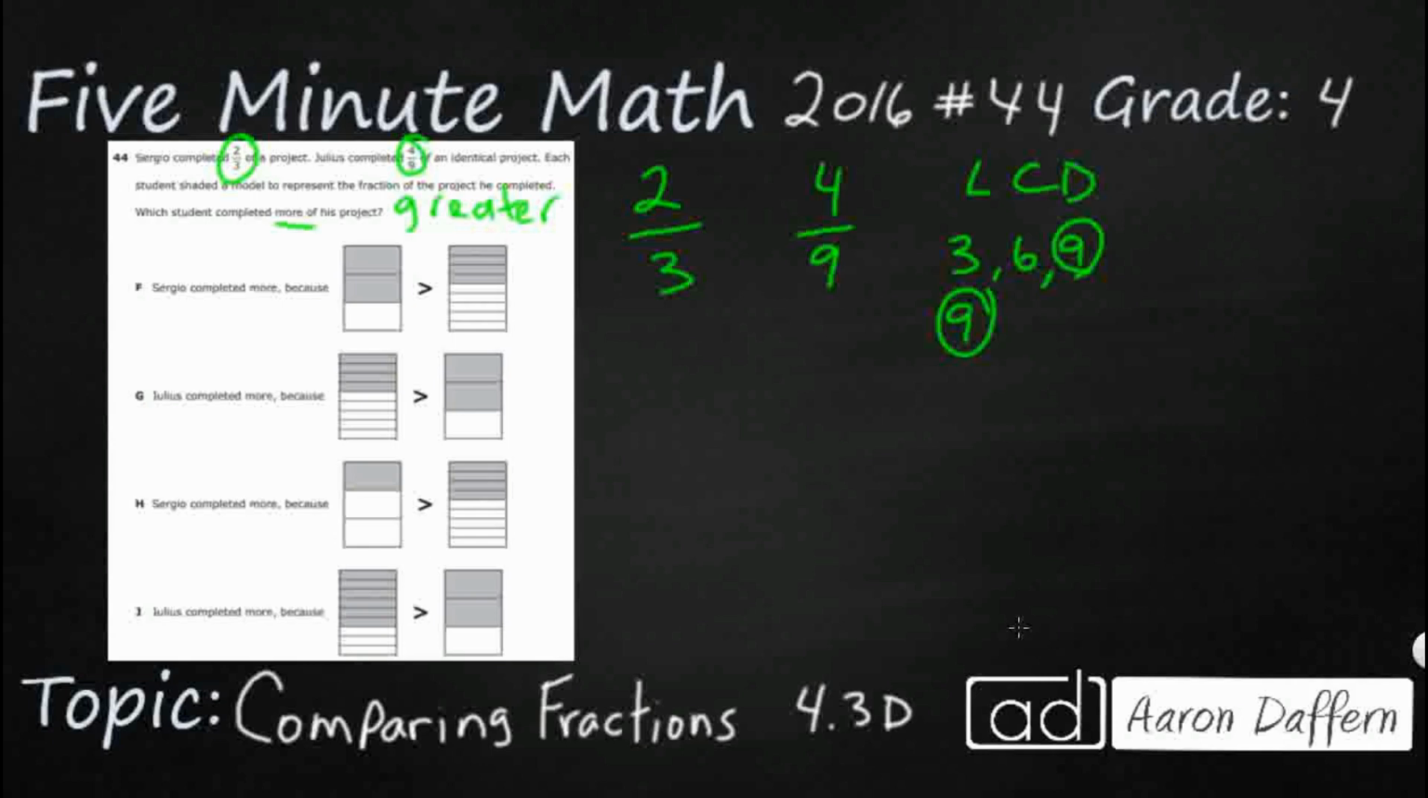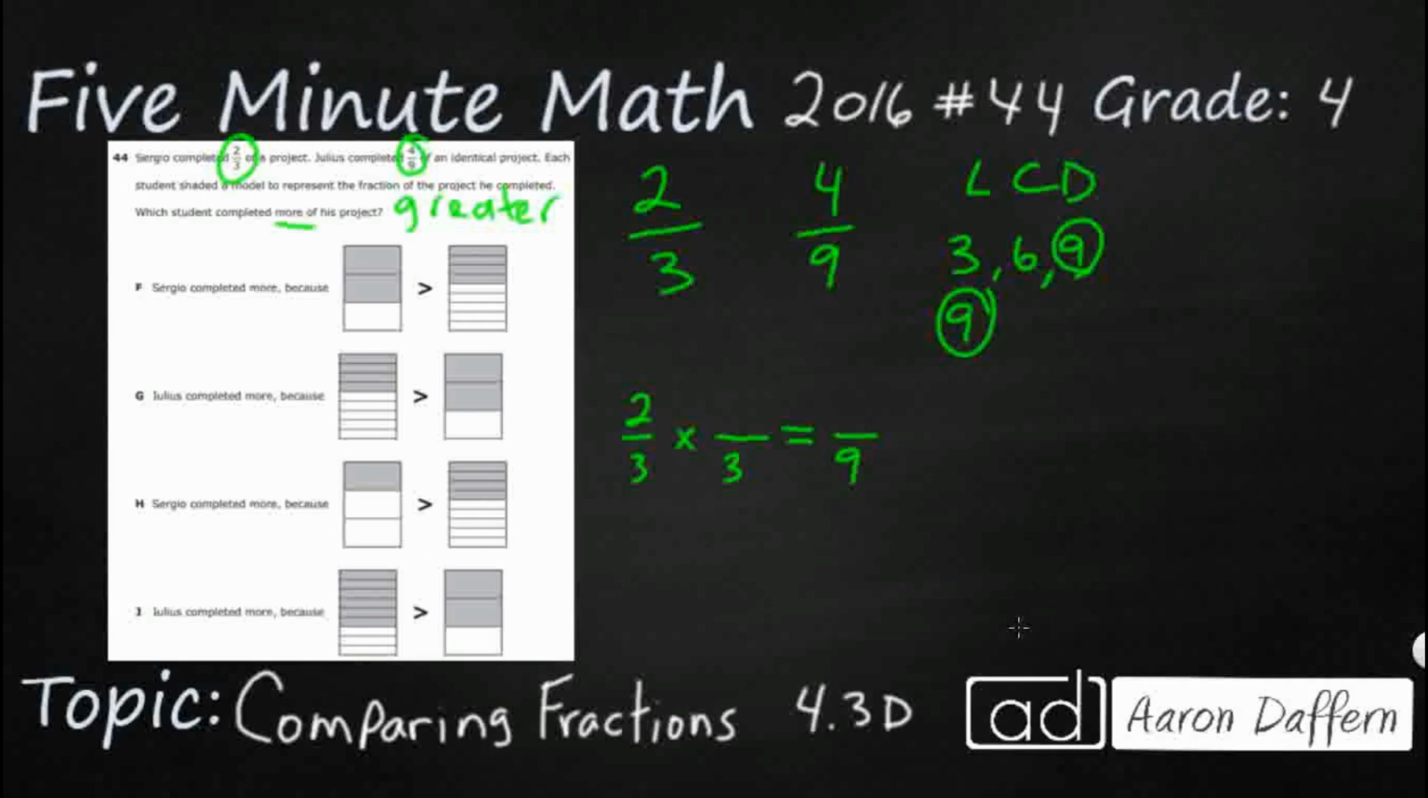So really what I'm going to do is I am going to keep my 2/3 up front, but I'm going to change it. I'm going to multiply it by something, and I want to get it into 9ths. Because if I get it into 9ths, I can compare it with 4/9, and I don't even have to change 4/9. Sometimes you have to change both fractions. So we're looking across here. Multiplication goes straight across. So 3 times something makes 9. This is where we need to know our multiplication facts. So 3 times 3 makes 9.